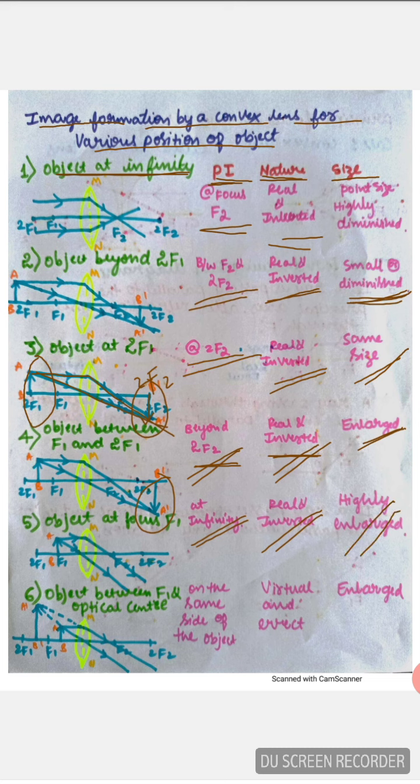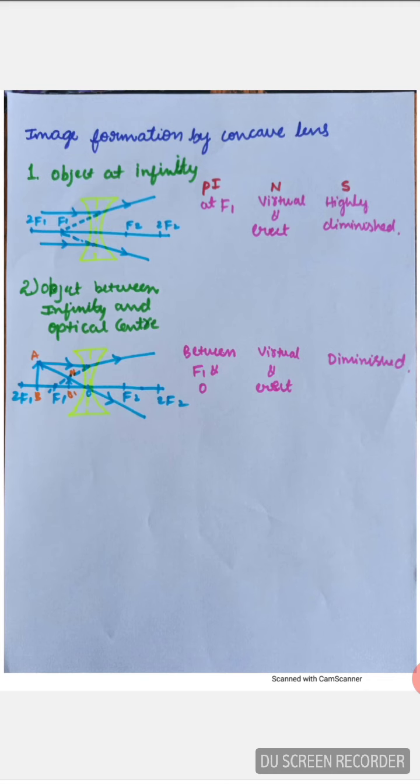Finally we will place the object between focus 1 and optical center. We will get the image on the same side of the object, and it is virtual and erect, and it is enlarged. So these are the concepts you need to understand. When you solve the problems, these concepts are very important. So know the image formation, know where the position will fall exactly, know the nature as well as size of the image formed. Okay, now we will discuss image formation in the case of concave lens.